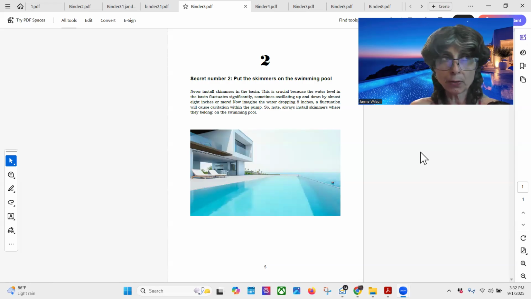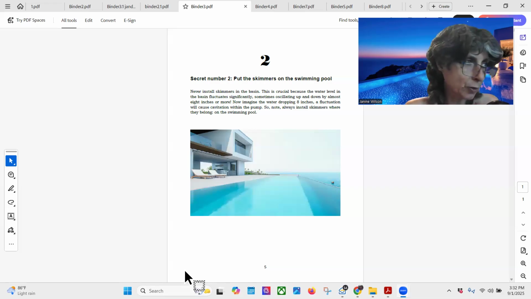It's not going to work because water will never stay stagnant at 3 inches. Skimmers are designed for swimming pools. They are not designed for basins. The only exception to that rule is if you have an enormous basin, and I'm talking enormous, like a mini pool, with minuscule movement in elevation to a very narrow, small basin. Then yes, you could put skimmers onto that, but that's more of a basin slash swimming pool setup.